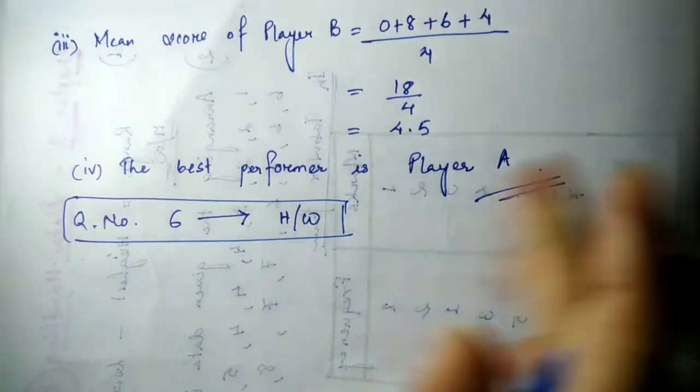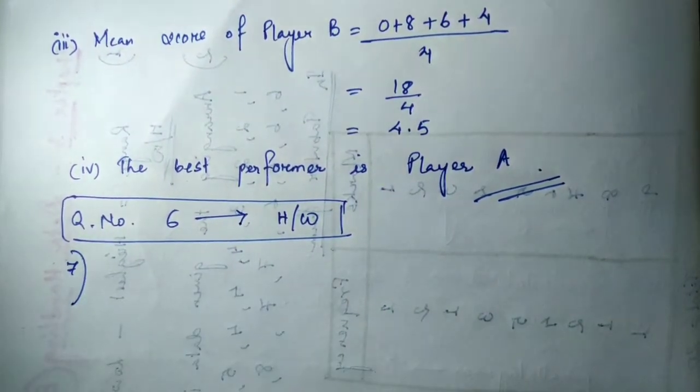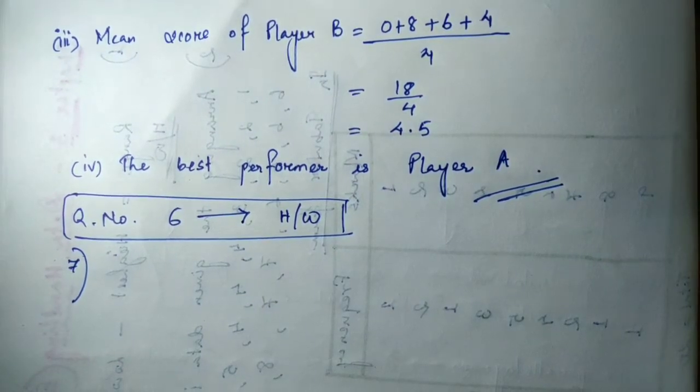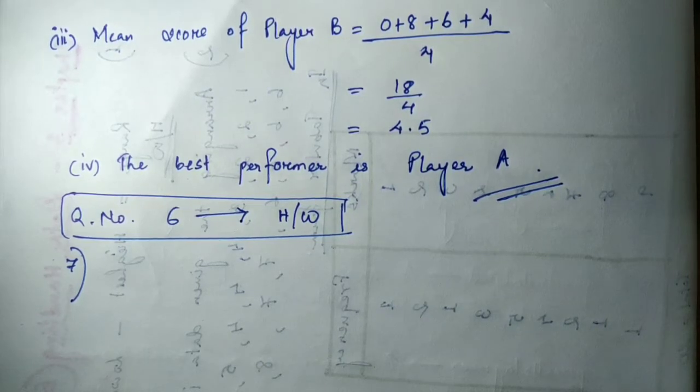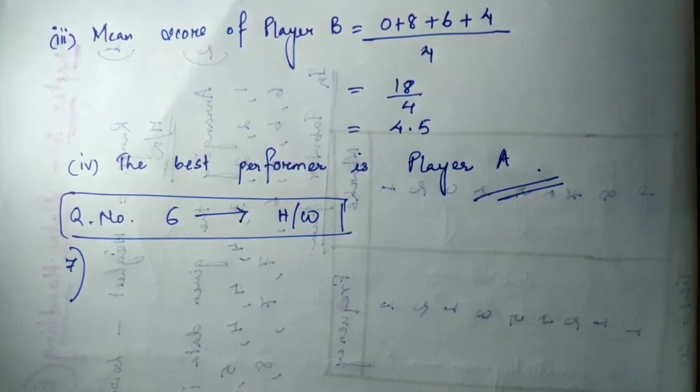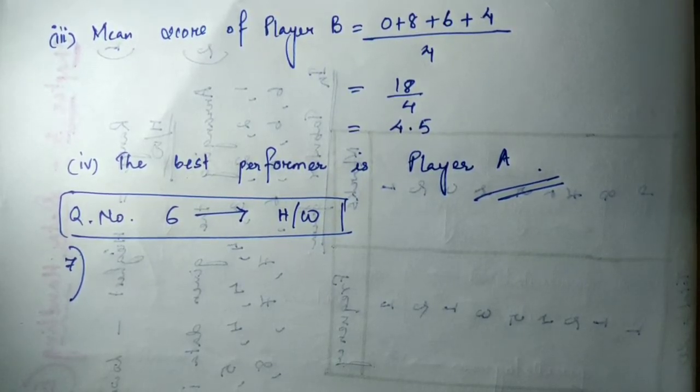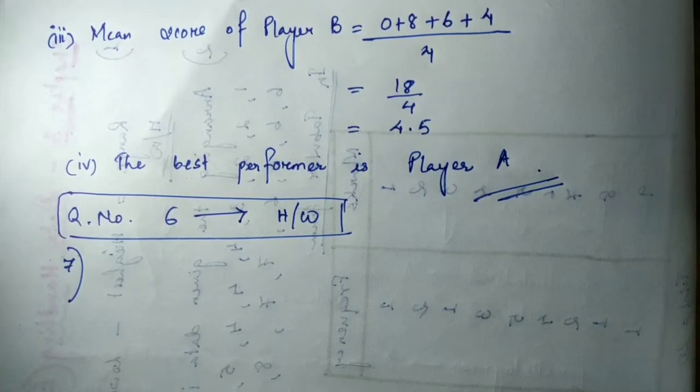Sorry for this. What is given in question number 7? Let's see. The enrollment in a school during 6 consecutive years was as follows. You can see 6 numbers are given. Those are the enrollments of students in the 6 consecutive years. Find the mean enrollment of the school for this period. So what we'll do, we'll add up all the enrollments and divide by how many, 6 years. So 6 numbers are there, so we'll divide it by 6.